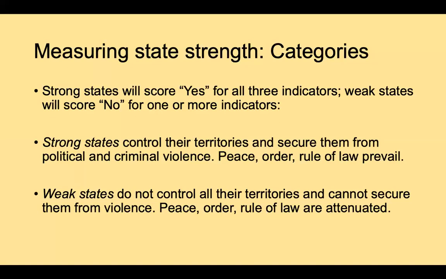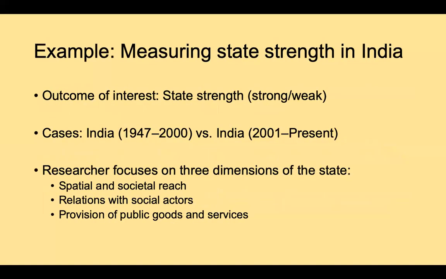And again, strong states require the value of yes on all three indicators. They must have reach, authority, and security. Weak states, on the other hand, will lack one or more of those. And so we've got then these two categories, and we're going to do a sort of conceptual analysis. It's not analytical, we're categorizing here.